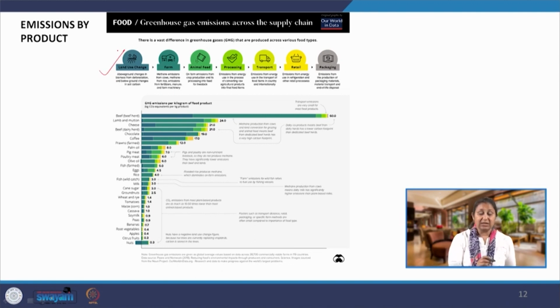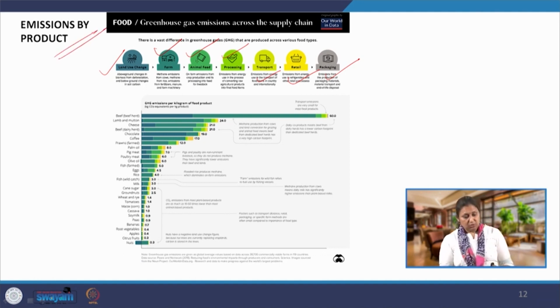For example, we are considering the land use changes that are happening. For production of a particular product, if large areas of forest land have to be cleared and converted to accommodate that activity, we already know that deforestation also releases a lot of carbon dioxide. So, land use changes, farming, animal feed, processing, transportation, retail, selling of the products and packaging, all of that, and the emissions due to each individual step are accounted for. It is taken into consideration when we talk about emissions by product here.